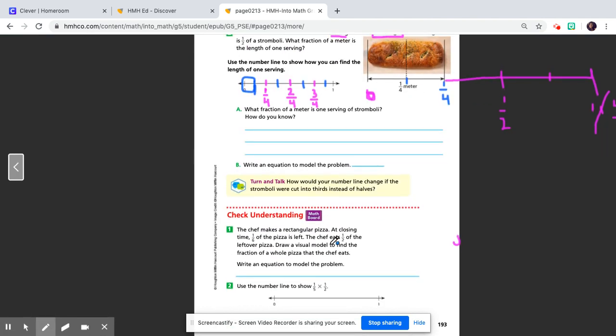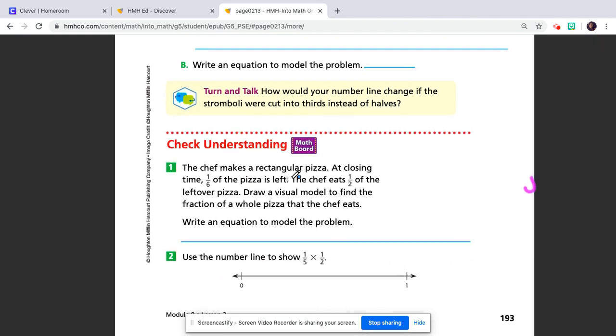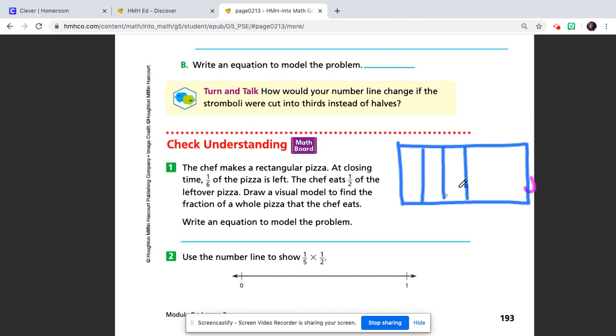Okay? Same thing is going on over here. It says the chef makes a rectangular pizza. Okay, so I'm gonna go ahead, draw a rectangular pizza here. Okay. At closing time, 1/6 of the pizza is left. So I'm going to cut these into 6. Okay, rectangular pizza, 6 pieces. The chef eats half of the leftover pizza. Oh, at closing time, only 1/6 is left. So this is how much is left at the end of the day.